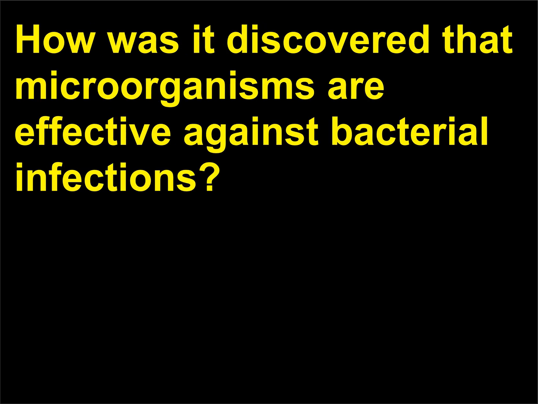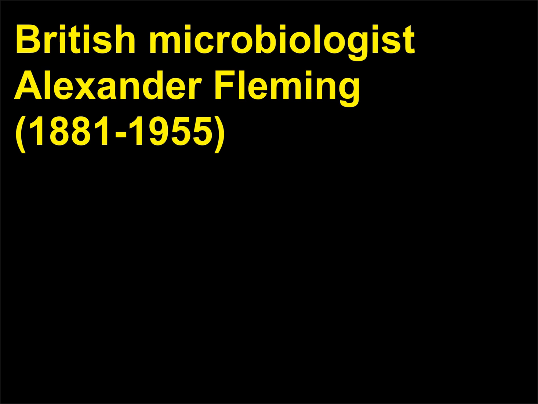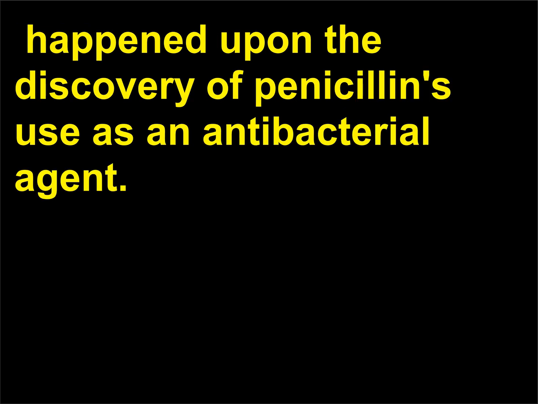How was it discovered that microorganisms are effective against bacterial infections? British microbiologist Alexander Fleming, 1881 to 1955, happened upon the discovery of penicillin's use as an antibacterial agent.